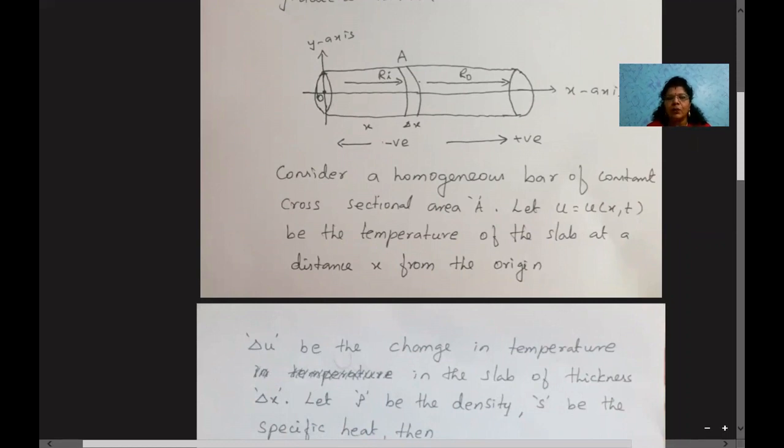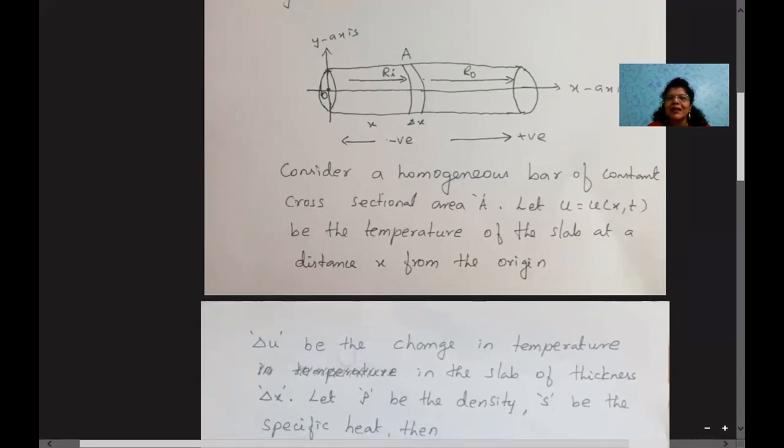I repeat once again, this is the homogeneous bar of small cross-sectional area A, with thickness delta x, and x is the distance from the origin to the slab. Then the end of the slab will be at a distance x plus delta x from the origin. Ri is the rate of heat inflow to the slab. Ro is the rate of outflow from the slab. Ri, the inflow, gets a negative sign. Ro gets a positive sign. This is the description of the diagram.